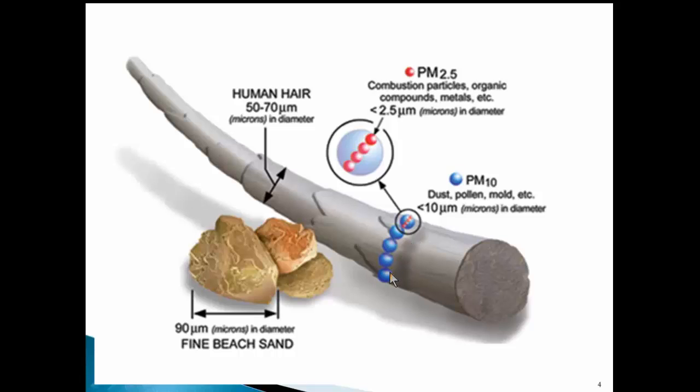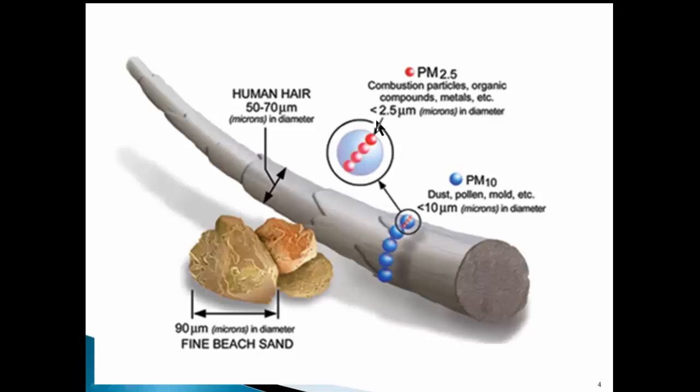in a human hair, so you could maybe just like barely see it. But then 4 times smaller than that was PM2.5. So you would have to place 20 PM2.5 particles side by side to span the width of a human hair. And I don't think we can see that with our eyes.